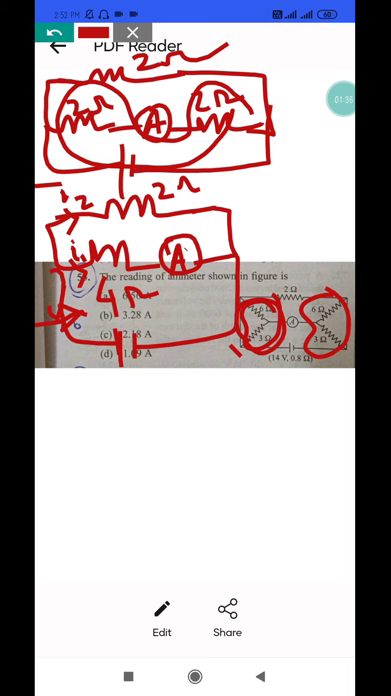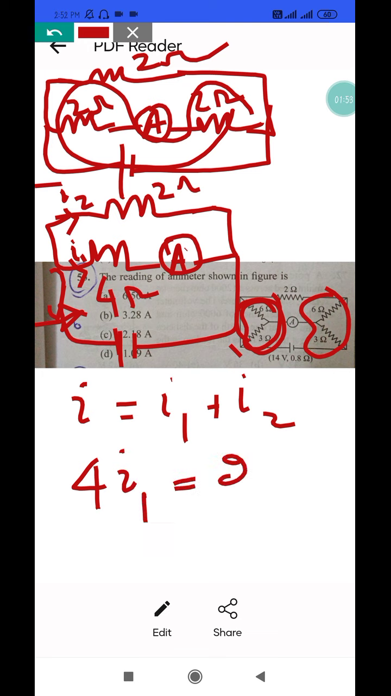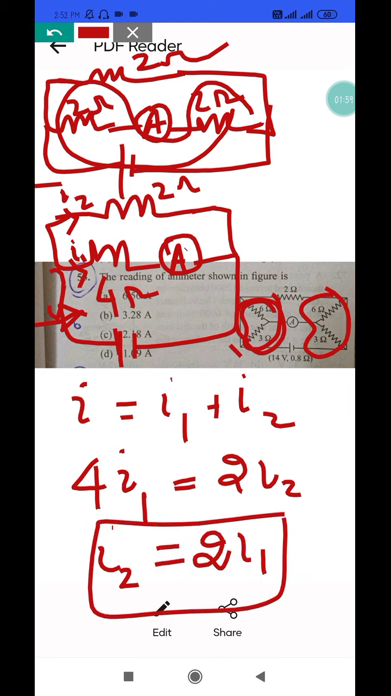So we can say that the total current I is simply I1 plus I2. Now I'm going to find the relation. Since 2 and 4 are connected in parallel, the potential remains the same. So I can write 4 times I1 is equal to 2 times I2, or simply I2 is equal to 2 times I1. Shall I write like this? Right? So now I'm going to substitute back here. Let me erase this.